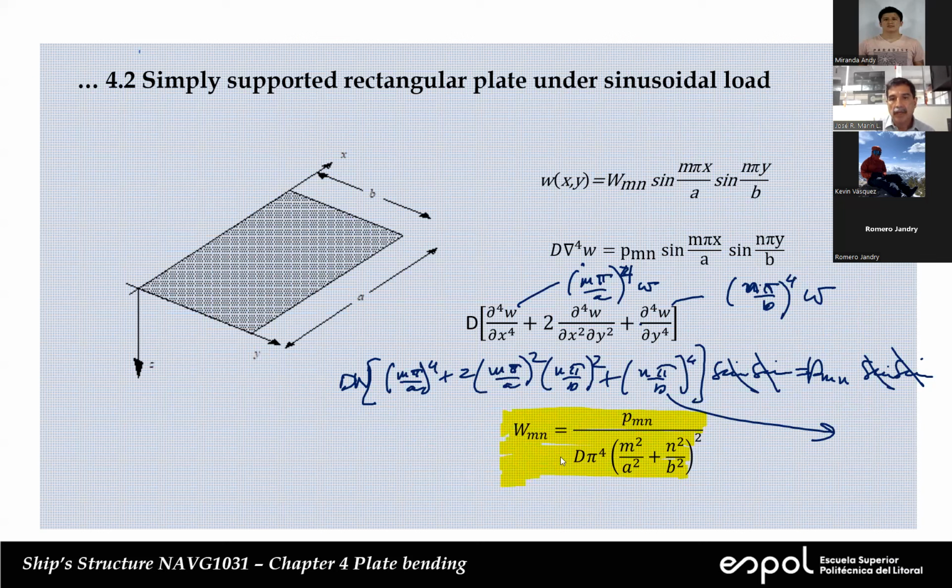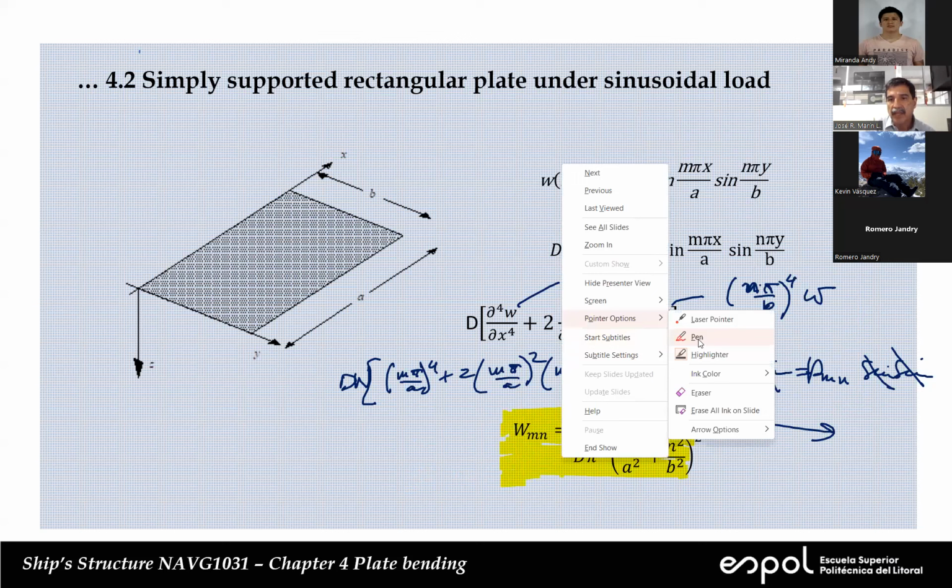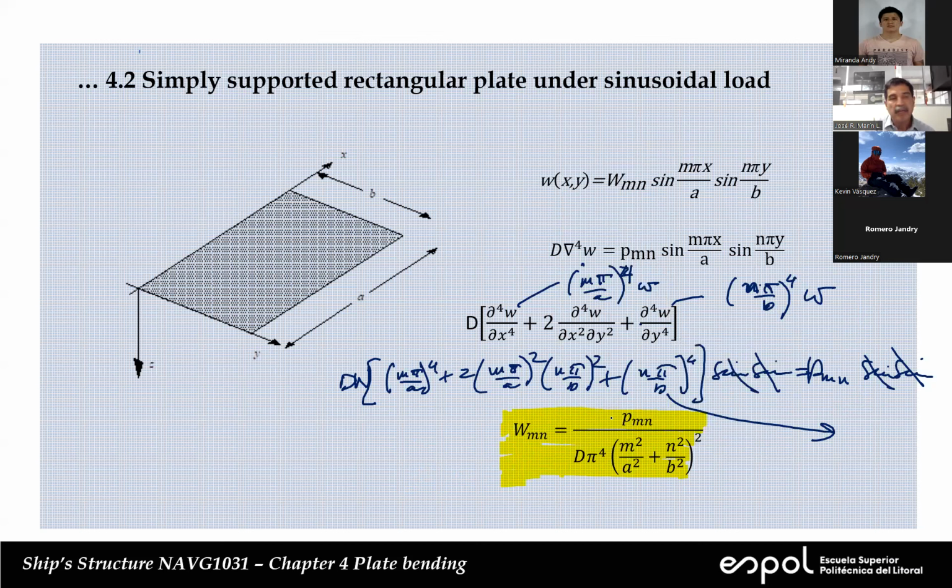Just to be certain that we are okay, pmn has units of force over length squared. D has units of force times length. And I have 1 over length squared, squared, so it's going to be length to the fourth up here. So we cancel force, we have 2 and 1, 3, so we have length as a measure of the deflection.